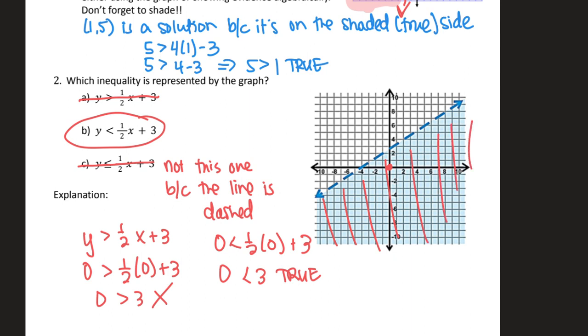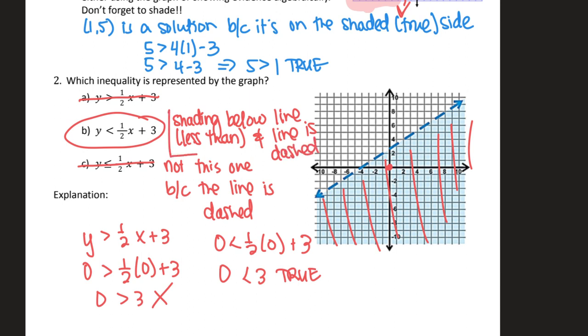The other way you can tell is that the shading is below the line. So shading below the line, which is less than, and the line is dashed. So that's why this is the correct answer. So that would be our explanation.